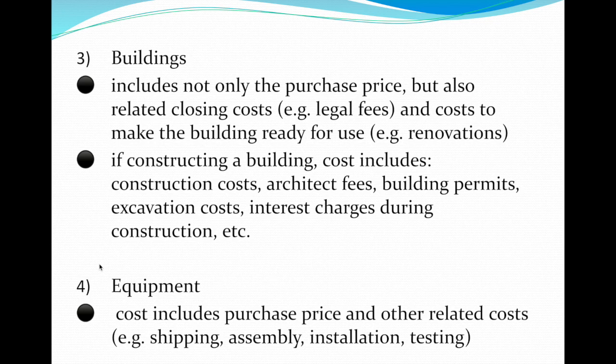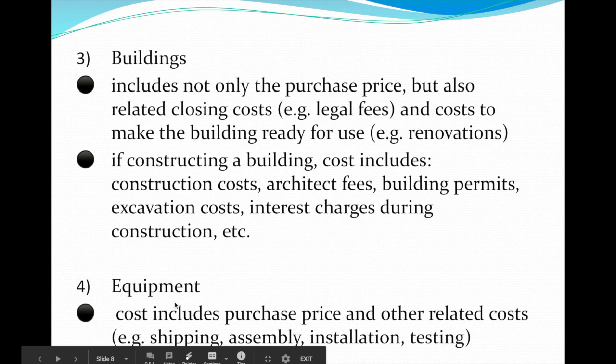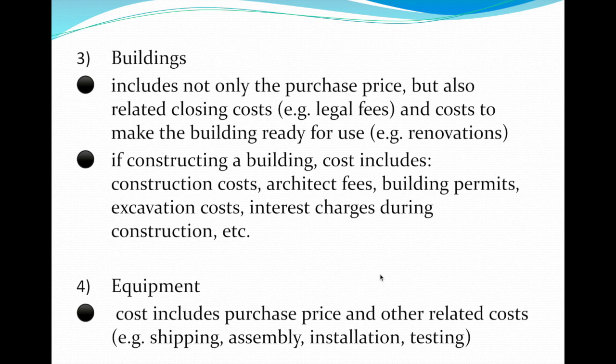Okay, and lastly but not least, equipment. For equipment, the cost includes purchase price and other related costs: shipping, assembly, installation, and testing. Going back to our restaurant example, let's say you bought an old office space, just a single story, tiny little office building, and you were turning it into a restaurant. Then under the building, you would include things like tearing down the walls, renovating the walls, and laying down the flooring for the kitchen and the plumbing and all that stuff.